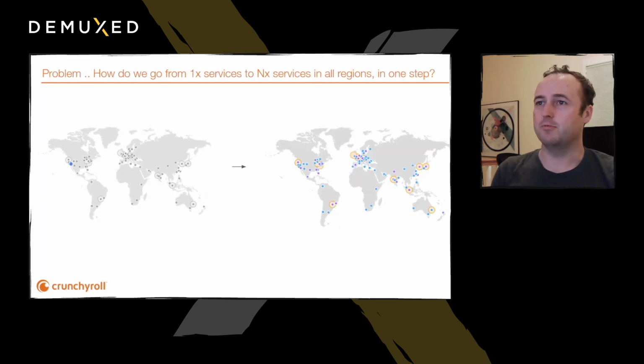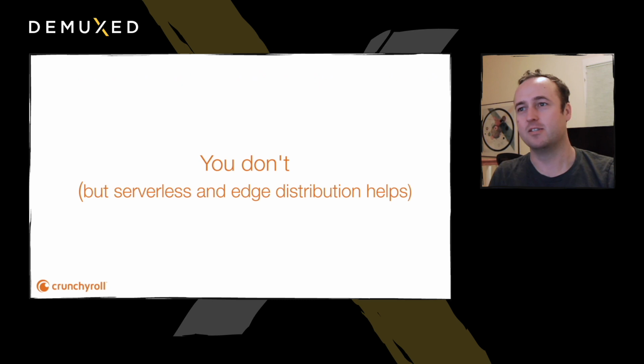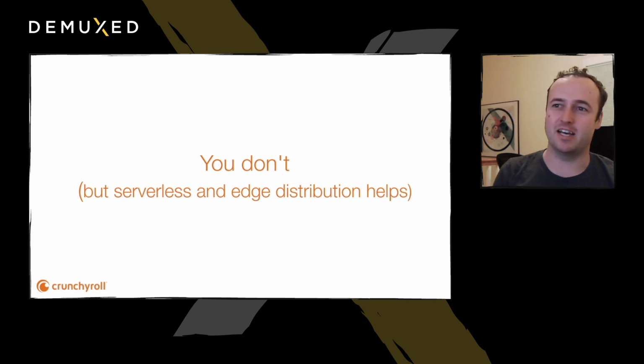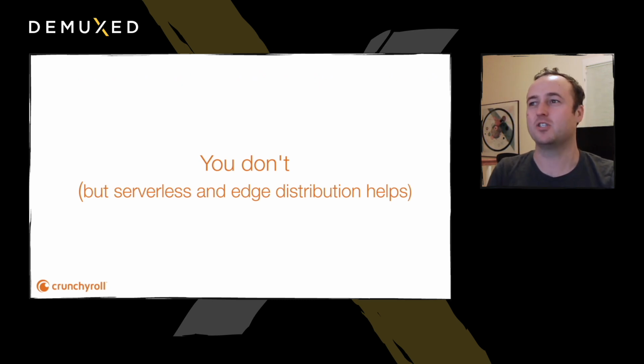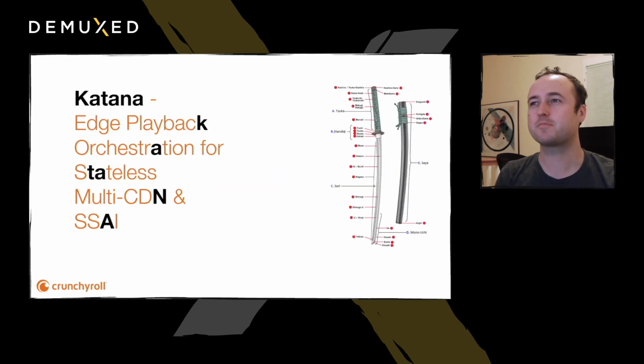So, problem: how do we go from US West 2 to everywhere in one step? Well, we don't. But I think this talk is a little bit about how serverless and edge distribution can really help you leapfrog or get there a lot quicker than you otherwise could have, relative to a medium-sized online video publisher's infrastructure outlay. With these things, it's always important to plan big, but start small.